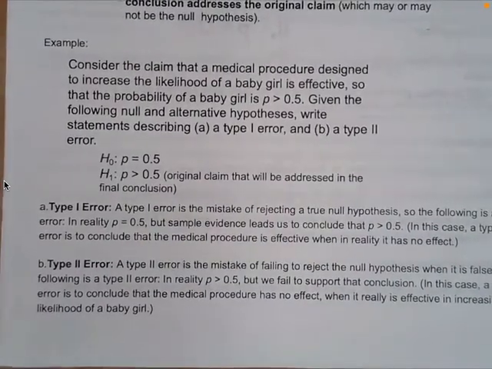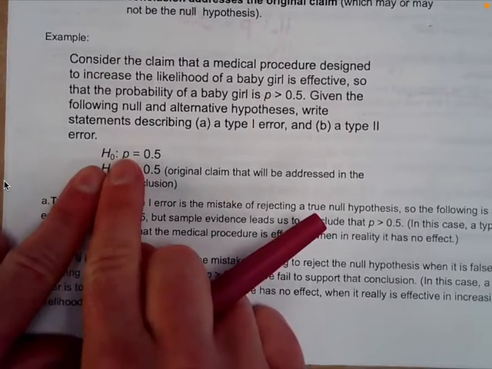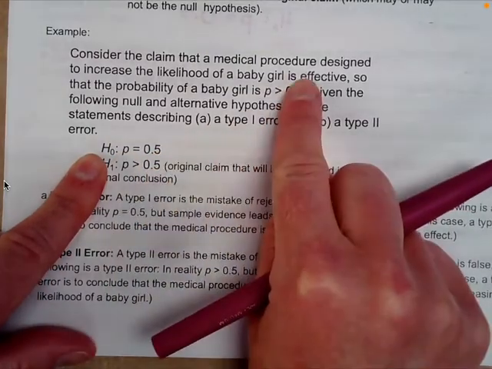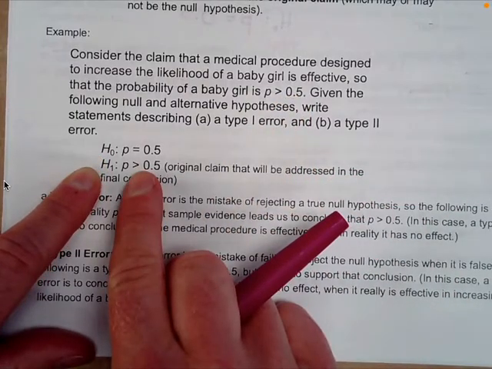Okay, so you can look back at this, but let's go ahead and go to the example. Consider the claim that a medical procedure designed to increase the likelihood of a baby girl is effective. So the probability of a baby girl is greater than 0.5. Given the null and alternative, write the statements describing a type 1 and a type 2. So remember, our null is whenever it's equal to half. So the claim is that it's greater than half, so that goes in our alternate.